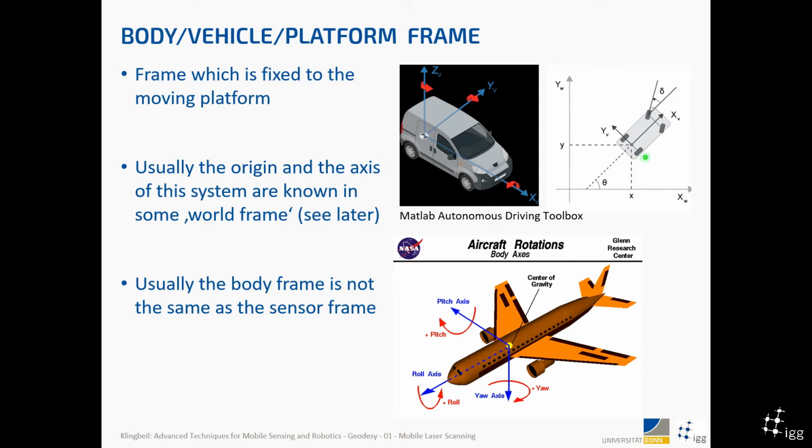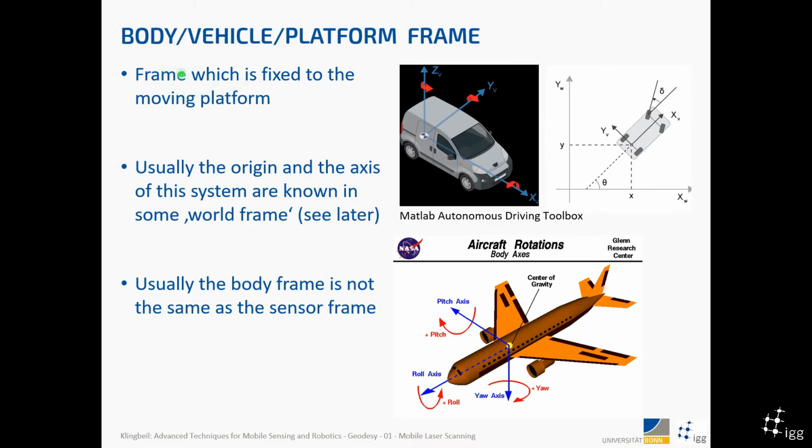Okay, next thing is the body or the vehicle or the platform frame. These three words are basically similar. Usually I call it body frame, and the letter which is marking the frame name is a B, so I would remember body frame, but sometimes it's also called vehicle frame or platform frame. This is the coordinate system which is fixed to the moving platform, right?